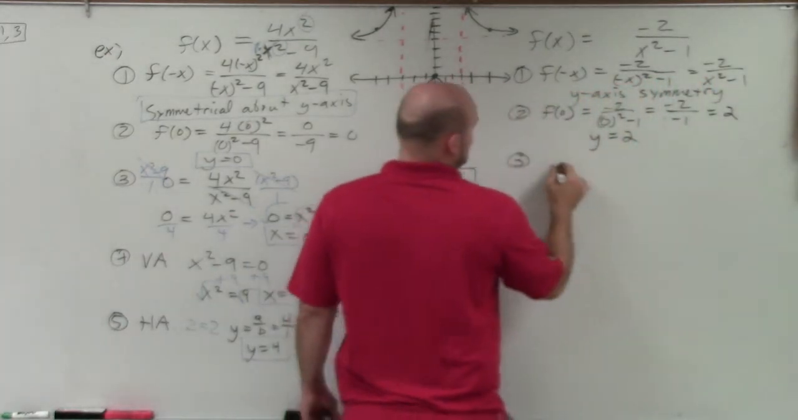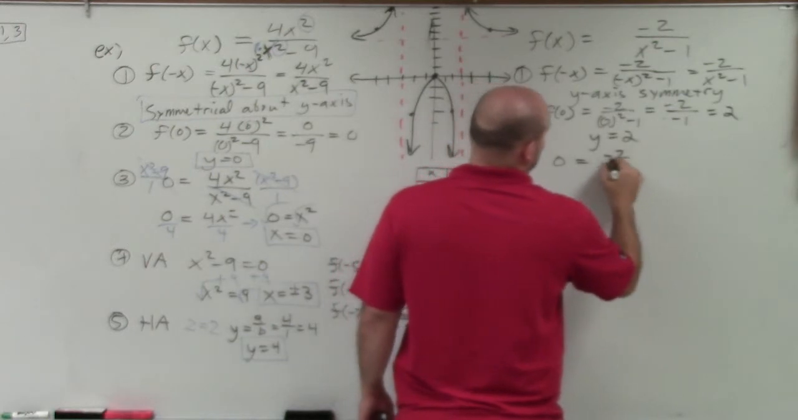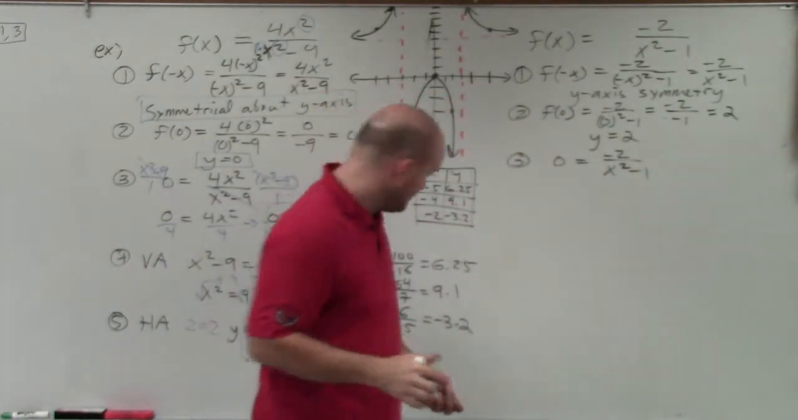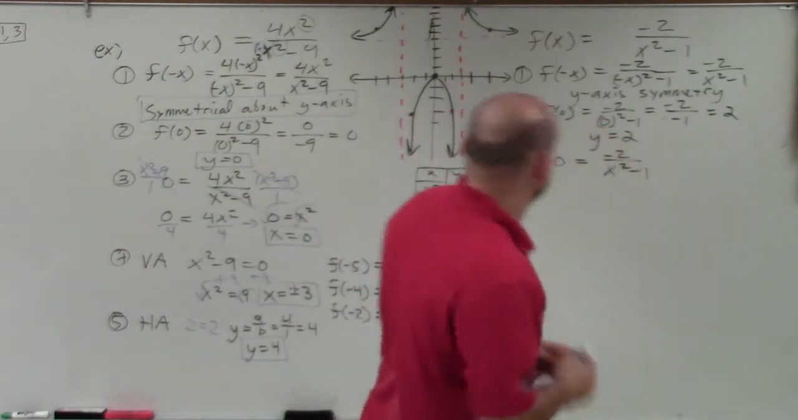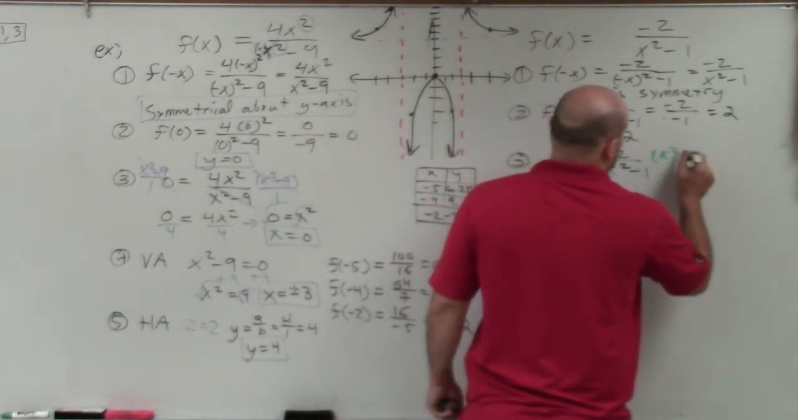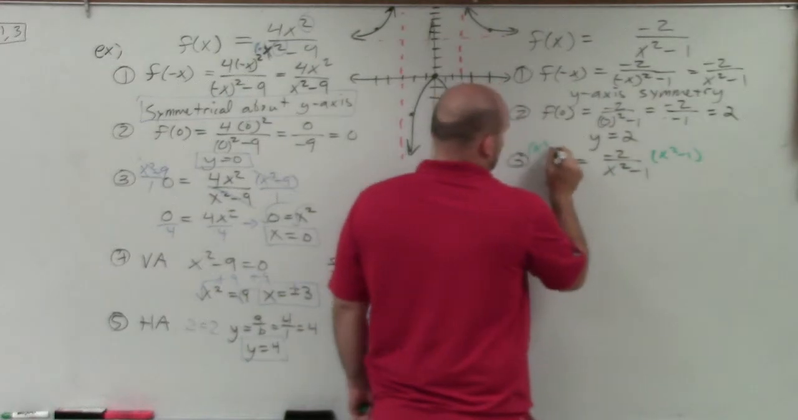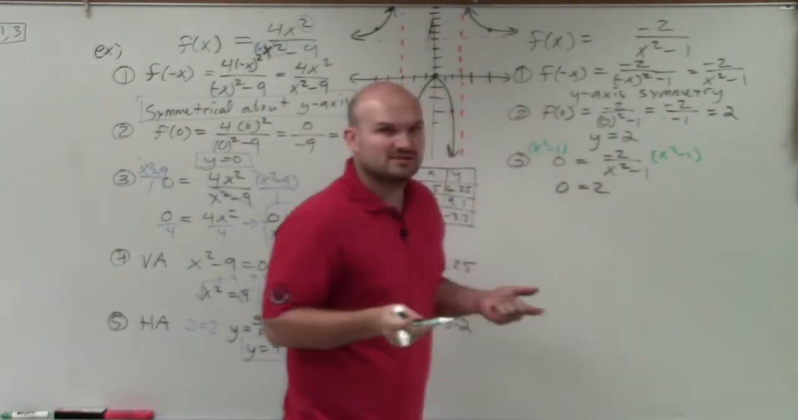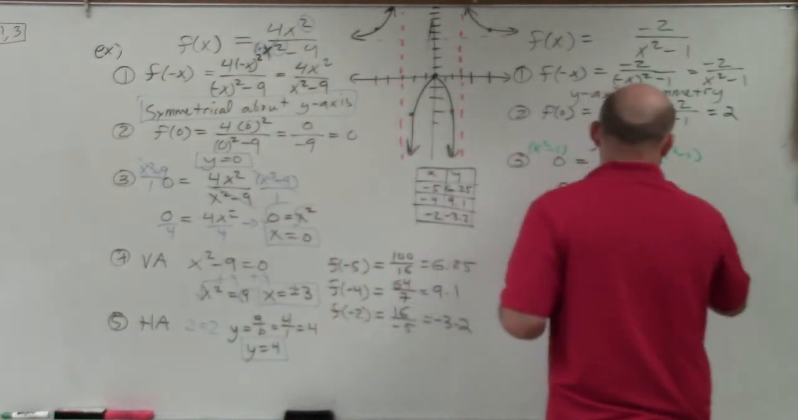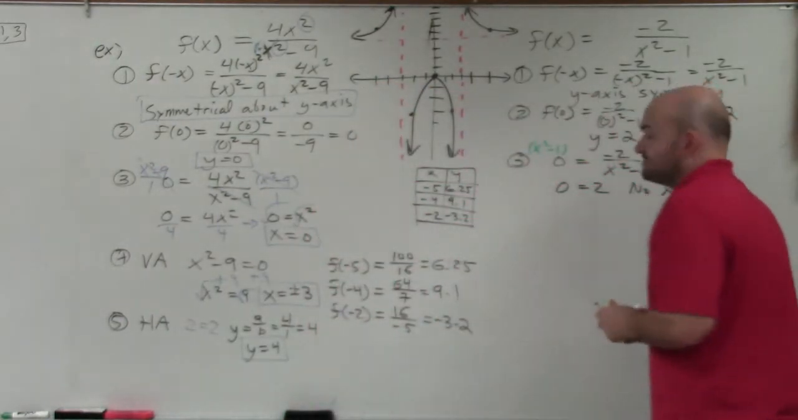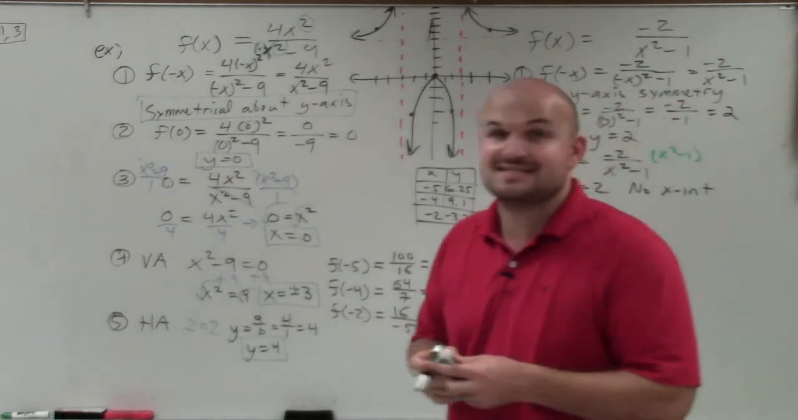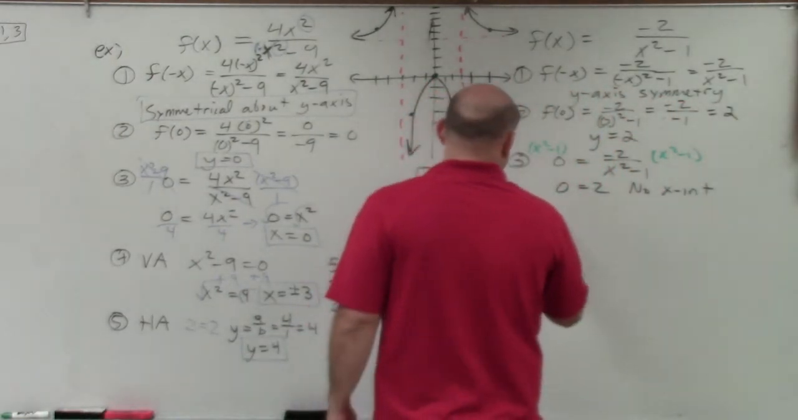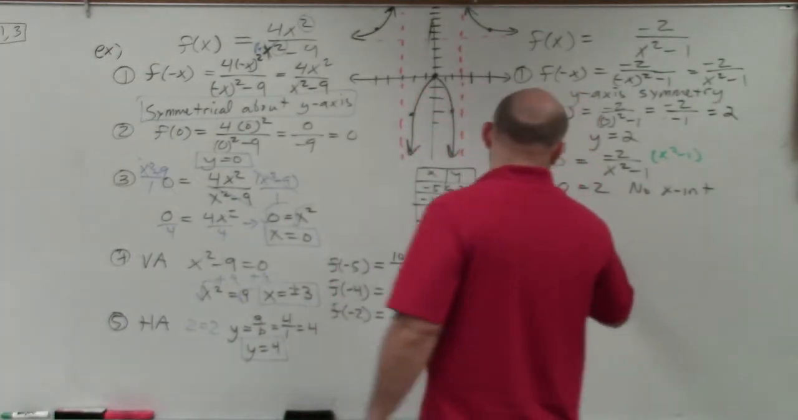Then I find the x-intercept. 0 equals -2 divided by x squared minus 1. So here, when I multiply, this one gives me a very nice one. I like this. So I multiply by x squared minus 1 on both sides. And what I'm left with is 0 equals 2. Well, 0 does not equal 2. So guess what? There's no x-intercept. So the graph is never going to cross the x-axis, which is possible. And that's cool. All right, step number 4, vertical asymptote.